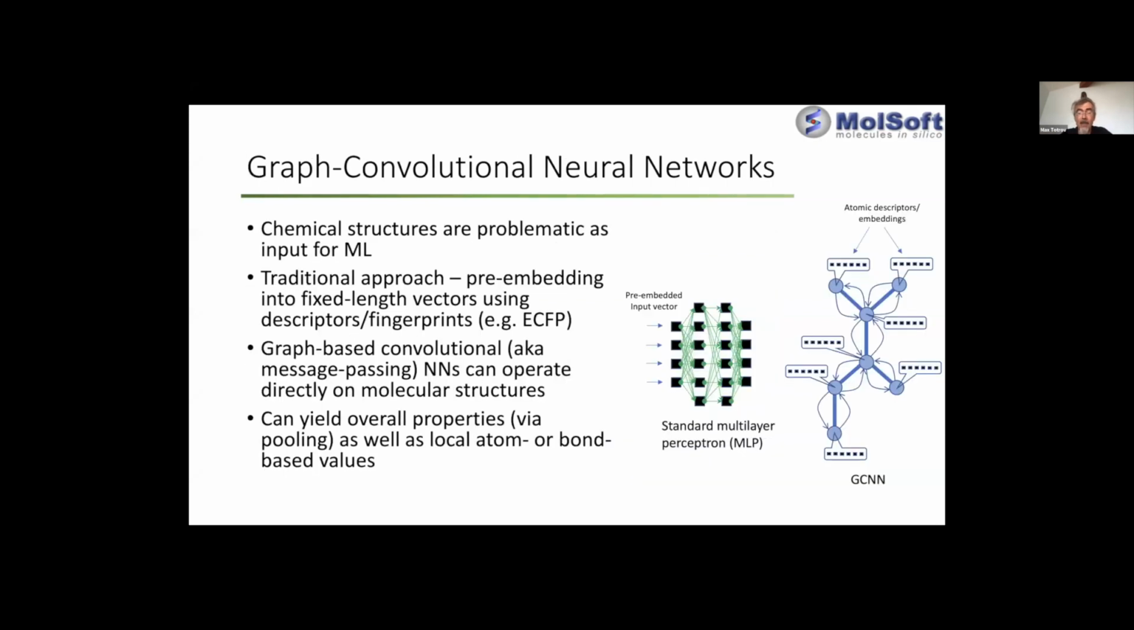Now, once we had this MXNet foundation integrated, we quickly realized that we wanted to add to it something that would allow us to more efficiently handle our most common input, which is chemical structures. As you probably realize, chemical structures are kind of problematic as an input for machine learning in general. The machine learning algorithms like fixed length vectors essentially. And traditionally, you would have some sort of pre-embedding where you apply calculation of some kind of descriptors or fingerprints. Probably most popular right now are the ECFPs.